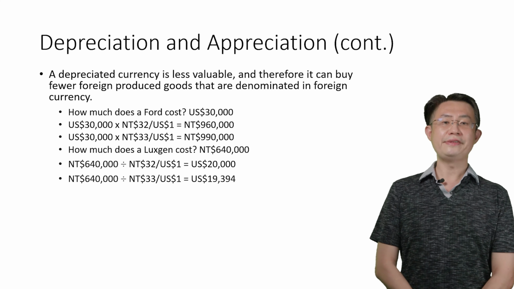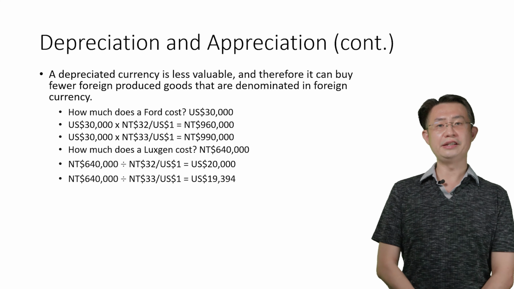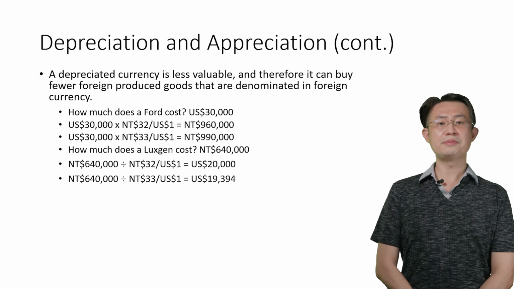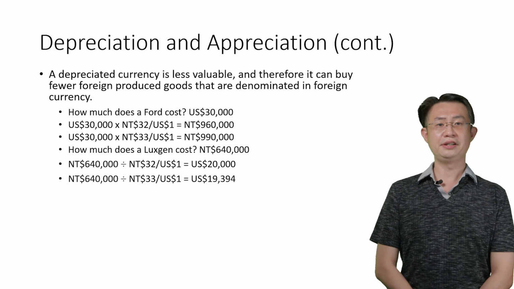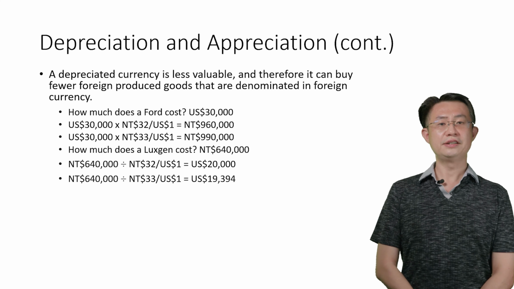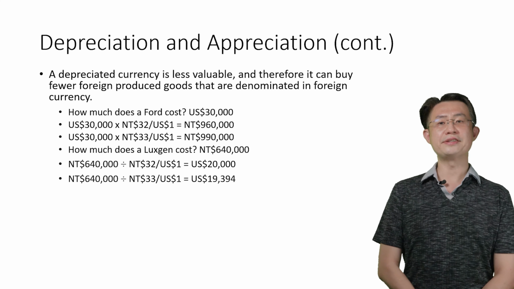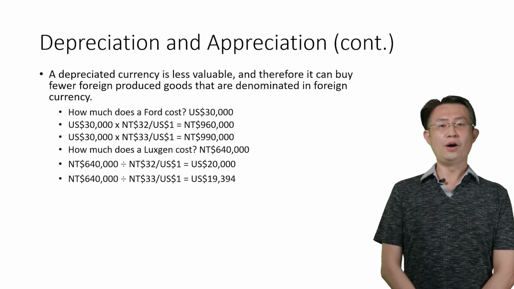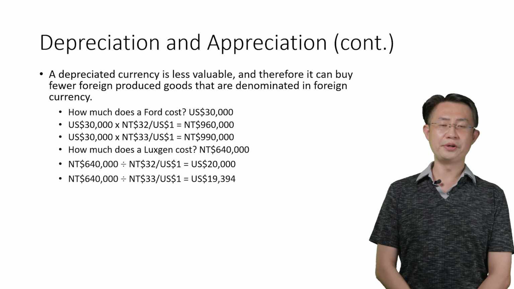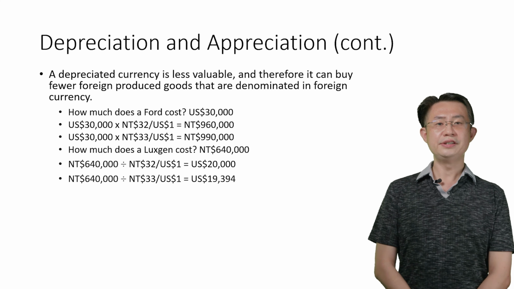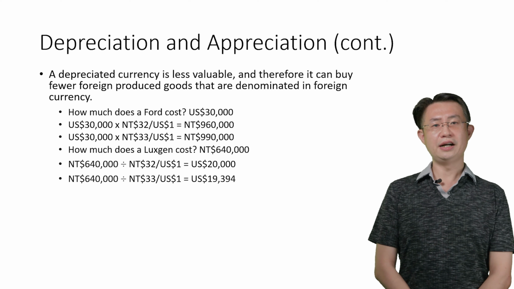They have to spend 960,000 NT dollars, right? Because the current exchange rate can help us denominate the price of the Ford SUV in terms of Taiwan dollars in this case, right? But now, when the exchange rate goes up from 32 to 33. So as you can see, we have a new exchange rate, right? The new exchange rate is higher than the past exchange rate.